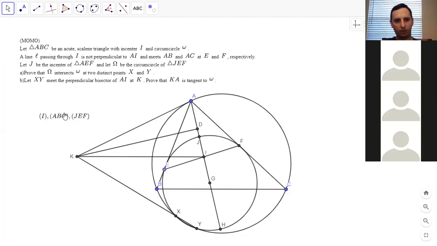Okay, so hold on. Let me read what Hakan wrote just to see if he has another way of doing it. Consider the point circles A, I, and JEF. Their centers are collinear. So K lies on the radical axis of A and JEF.